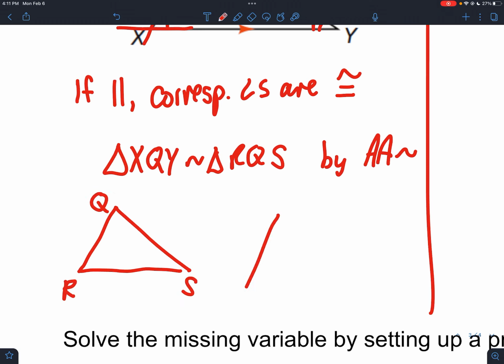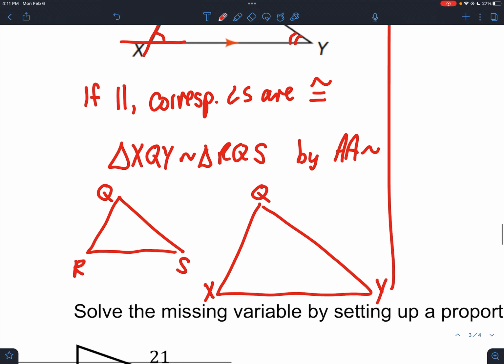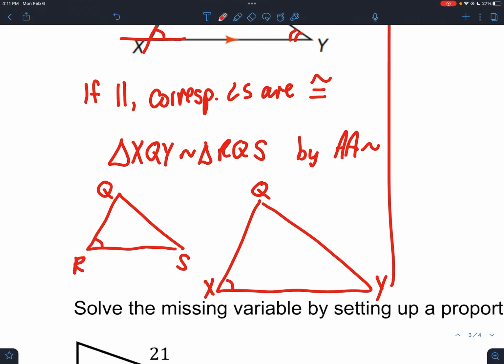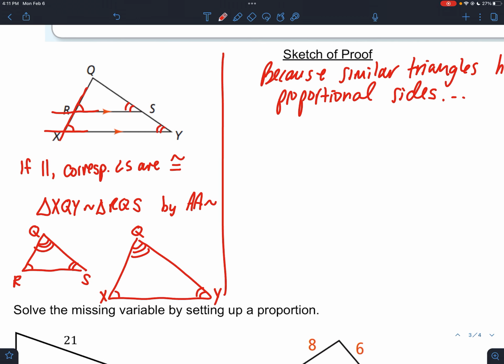So here's what RQS looks like, and here's the bigger triangle, which is what XQY looks like. All right, and they're similar because they've got matching angles here and here. And also Q is Q, so we really have 3 angles that match. So these are similar triangles.